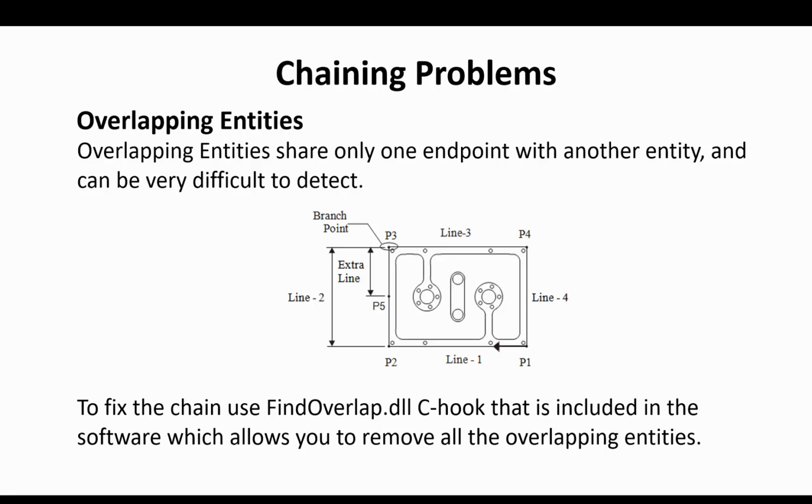Mastercam does not know if you want to follow the path along line 3 or along the extra line. The first indication that something is wrong is that chaining does not start and end where you expect it. Normally, chaining starts at the beginning of the selected entity. Shared endpoints cause chaining to start at the shared endpoint, regardless of where you click with the mouse. The second indication is the branch point reached message.